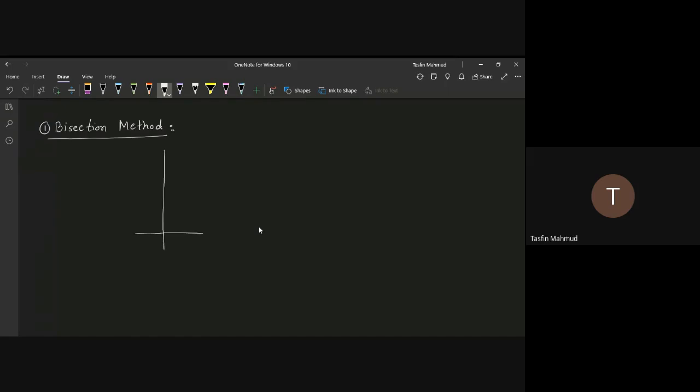Let's assume we have been given some function that looks like this. So let's assume this is our y equals f(x), and let's assume this is our x-axis and the y-axis, and we have a function that looks like this. Let's assume this type of function. Okay.